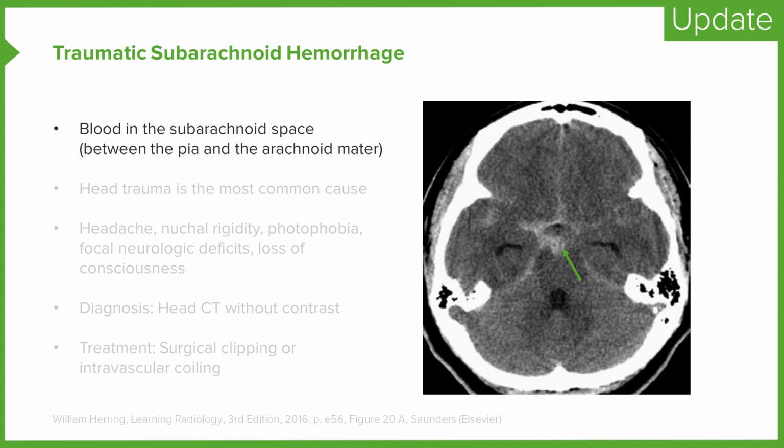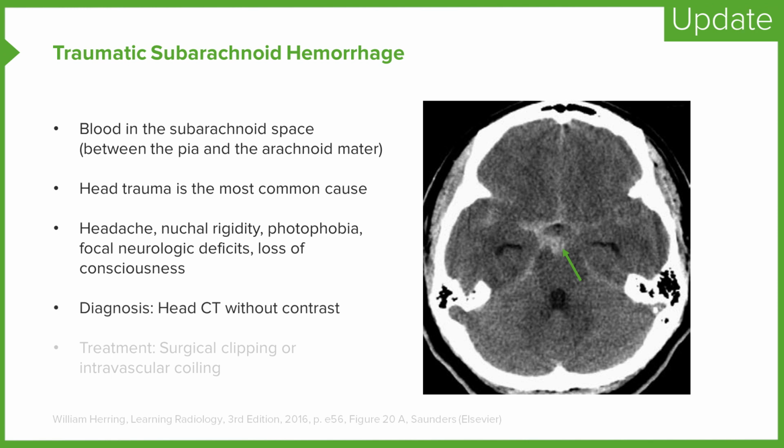Now, let's have a short view on two more types of bleedings in the brain. First, there is a traumatic subarachnoid hemorrhage. This is when there is blood in the subarachnoid space, so between the pia and the arachnoid mater. A head trauma is the most common cause. Possible symptoms are headache, nuchal rigidity, photophobia, focal neurologic deficits, and loss of consciousness. For a diagnosis, you can use a head CT without contrast. To treat such a hemorrhage, you can do a surgical clipping or an endovascular coiling.